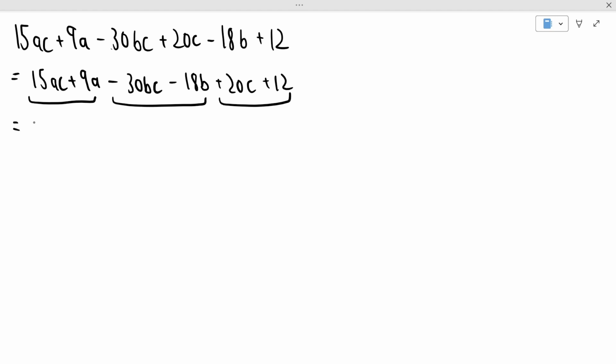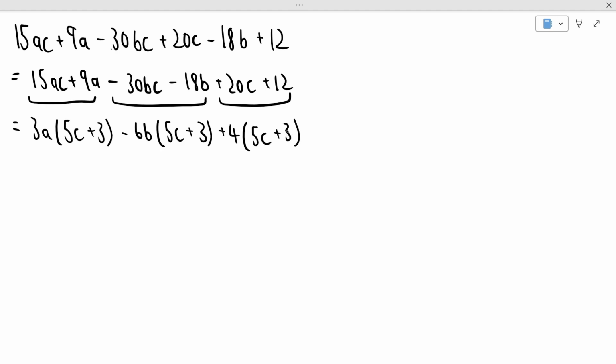So we can take out a 3a from both terms in the first group, and 15ac divided by 3a is 5c, and 9a divided by 3a is a plus 3. Moving on to our second group, we can take out a negative 6b from both terms in the second group, and minus 30bc divided by minus 6b is 5c, and minus 18b divided by minus 6b is a plus 3. So moving on to our third group, we can take out a plus 4 from both terms in the third group. 20c divided by 4 is 5c, and 12 divided by 4 is 3.